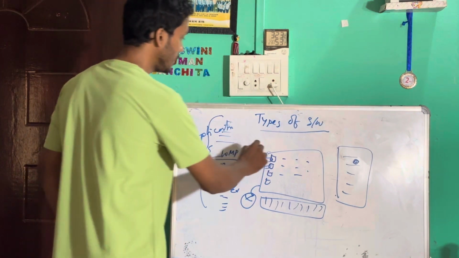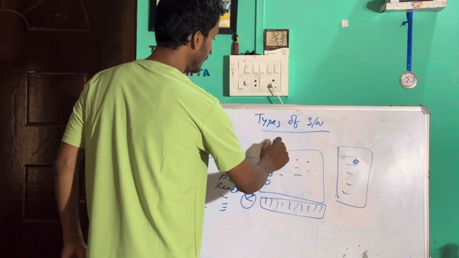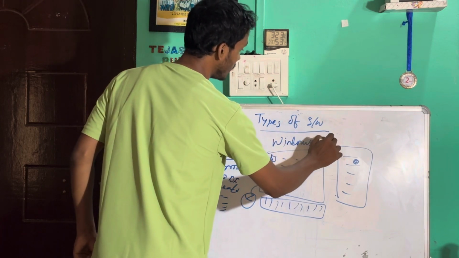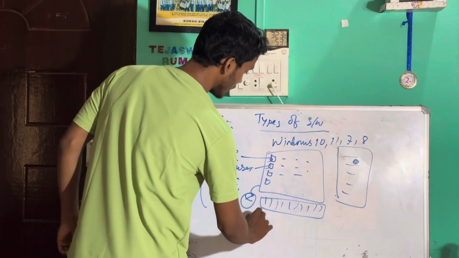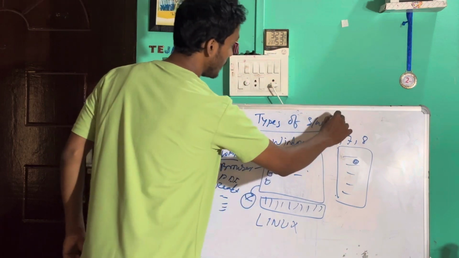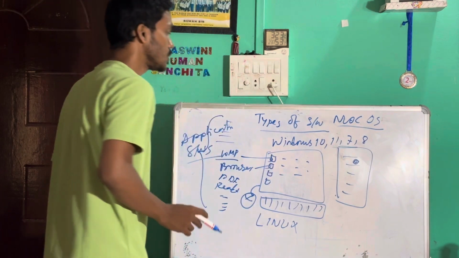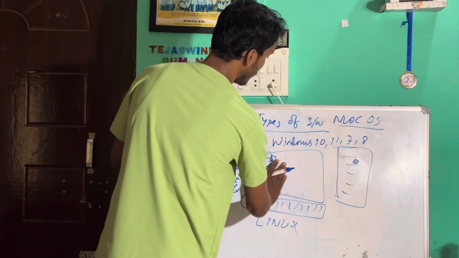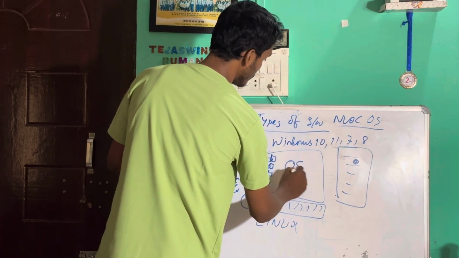And one thing, the softwares by the name Windows, suppose Windows 10, Windows 11, Windows 7, Windows 8. There are softwares like Linux, there are softwares like Mac OS. These softwares are basically known as operating systems. The main software on the PC is the operating system.